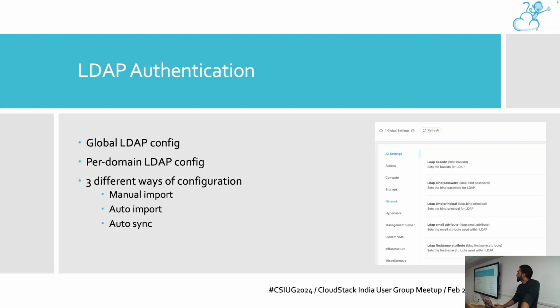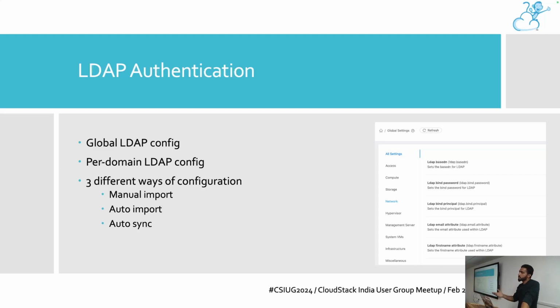Coming to the next one, LDAP authentication. To make it pretty simple, suppose I have a directory of contacts somewhere on a server, and I import it into my phone and use it. It's a similar thing with accounts. I'll have an LDAP server with a couple of accounts, and I can import them into CloudStack and use them. As I said, this won't come by default. We have to enable it. That can be configured at the global setting or at the per-domain level.